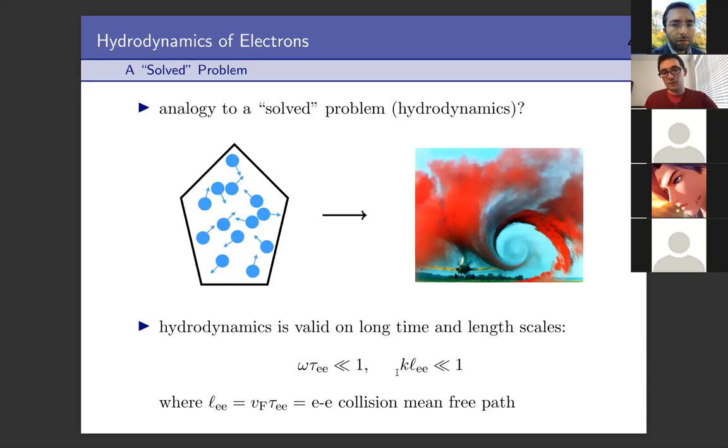And equivalently, we would like to look at very long length scales compared to a microscopic mean free path. Once these two conditions are satisfied, it's plausible to expect that a generic hydrodynamic description of your system can emerge. When these inequalities aren't satisfied, then you really need a full microscopic description. We don't expect necessarily any universal dynamics to take place.